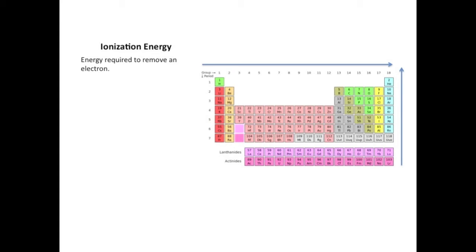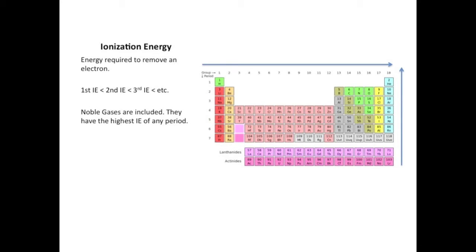Okay, ionization energy. It's the amount of energy required to kick off an electron to create an ion. It's pretty aptly named. Ionization energy follows the same trend, increasing from left to right and bottom to top. Now, there are different levels of ionization energy, the first ionization energy, second ionization energy, third, and so on. These correspond to the energy required to kick the first electron off, the second, the third, etc. And each level requires more energy than the one previous.